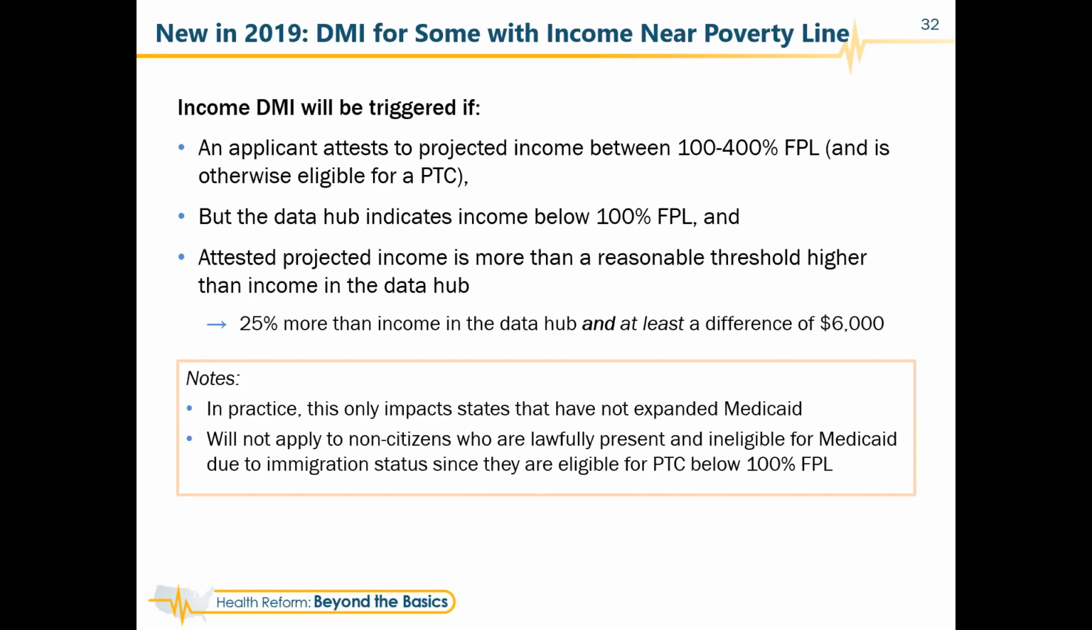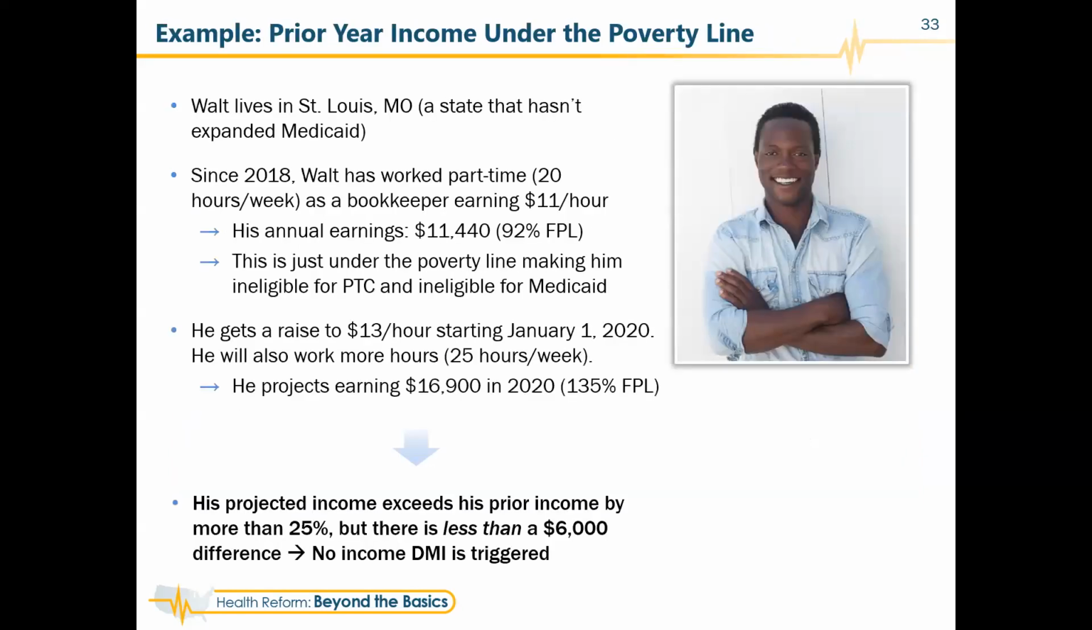And of course, this doesn't apply to non-citizens who are lawfully present and ineligible for Medicaid due to immigration status, because they're eligible for premium tax credit below 100%. So those applications should not be flagged. Here's an example of how this works in practice. We have Walt, who lives in Missouri, which is a state that did not expand Medicaid. Since 2018, he's worked part-time as a bookkeeper. His annual earnings are just below the poverty line.